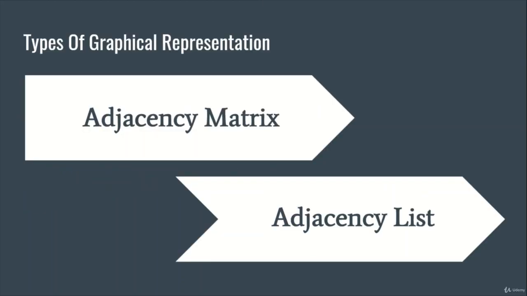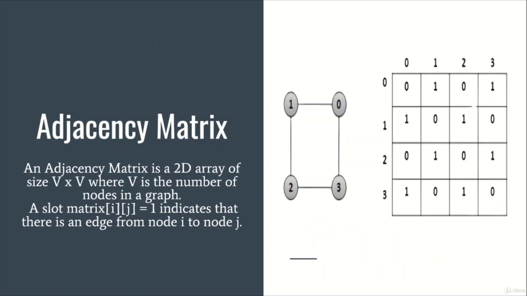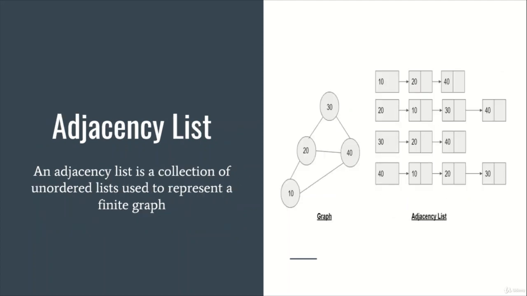As we can see in this slide, graphs can be further represented using any of the two methods. First using adjacency matrix and the second using adjacency list. Adjacency matrix. An adjacency matrix is a 2D array of size V cross V where V is the number of nodes in a graph. A slot matrix of i rows and j column equal to 1 indicates that there is an edge from node i to node j.